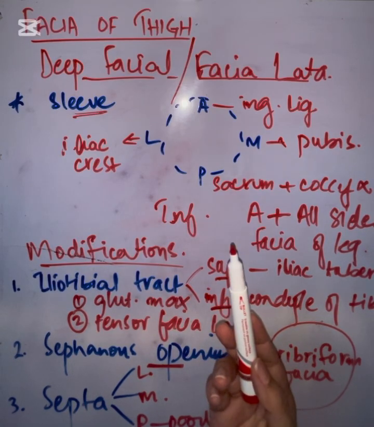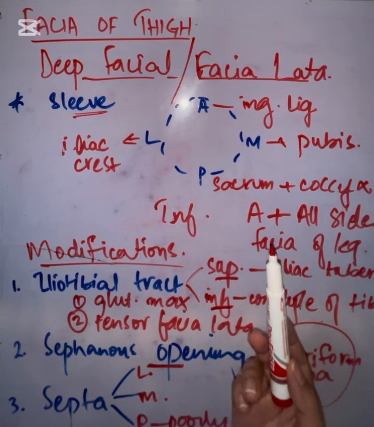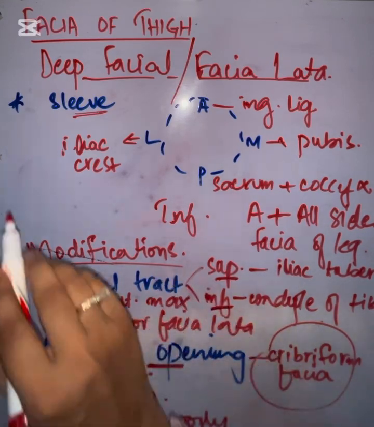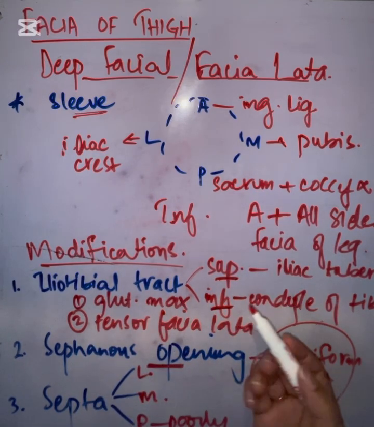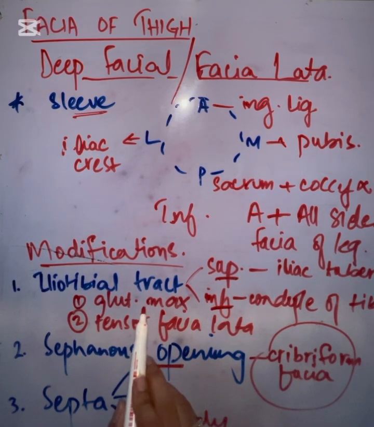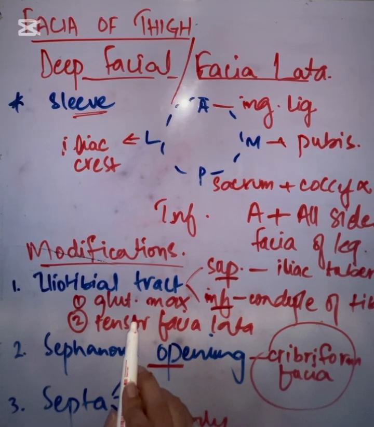So the deep fascia of the thigh or the fascia lata is like a sleeve covering the entire thigh on all sides. It has 3 modifications. First is the iliotibial tract placed laterally, then is the saphenous opening, and finally the intermuscular septa are also the modifications of the deep fascia of the thigh.